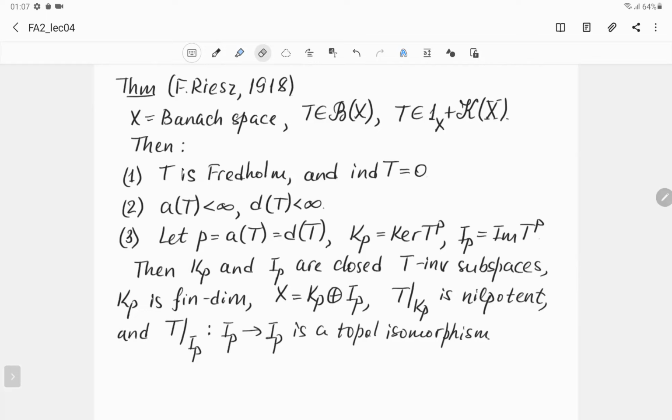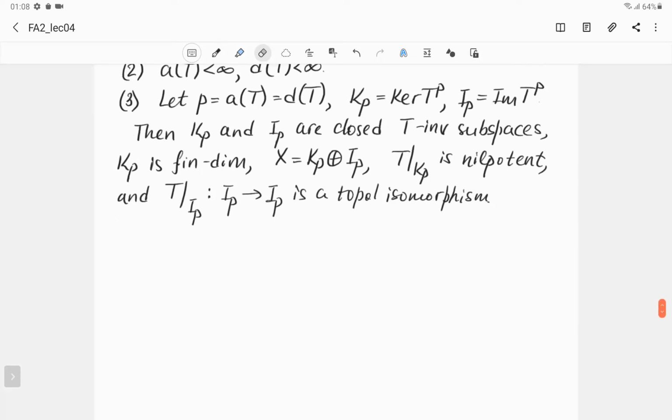So again, essentially part 3 states that our operator, which is of the form 1 plus a compact operator, is decomposed into two blocks. The first block is a nilpotent operator acting on a finite dimensional space. And the second block is a topological isomorphism of the second subspace onto itself. Okay, so let's now prove this result.